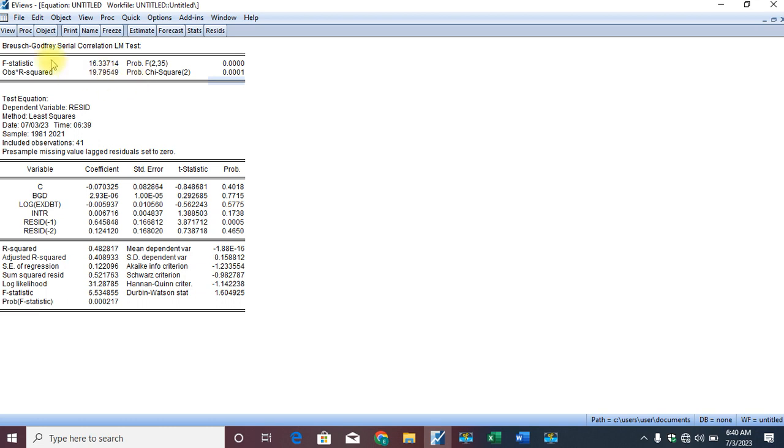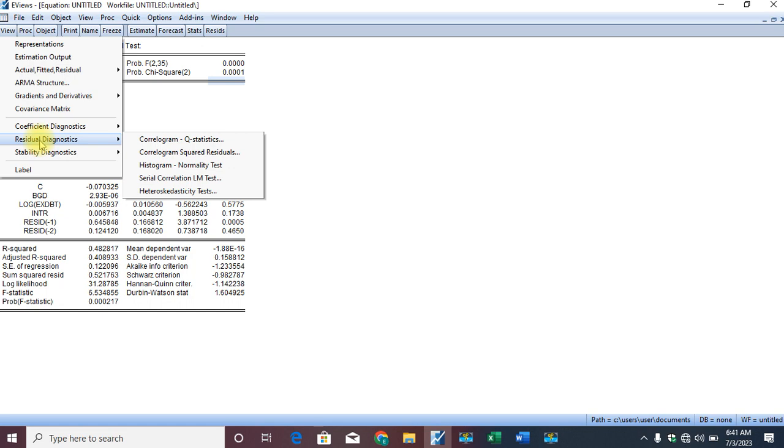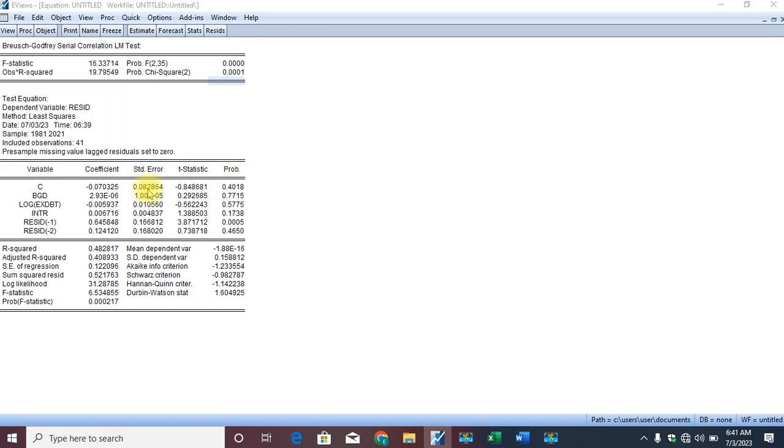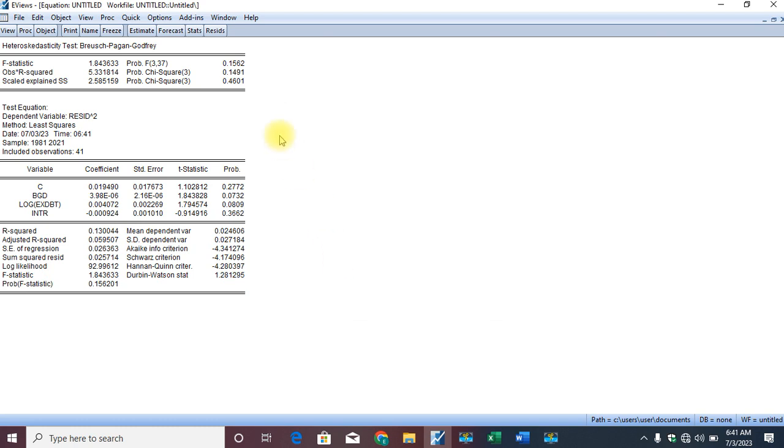To achieve that, you go to View, you maneuver to Residual Diagnostics again, you move on to Heteroscedasticity Test. Then you click OK without changing anything in this box. If you click OK, you will now be exposed to the heteroscedasticity results projected by Breusch, Pagan, and Godfrey. This result is somehow broader than the serial correlation test because it also includes the scaled explained SS.